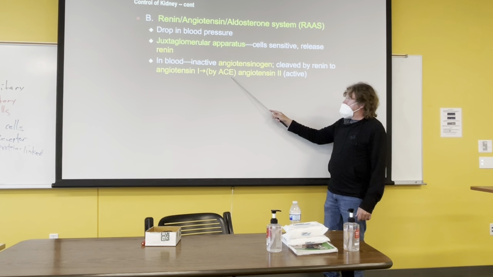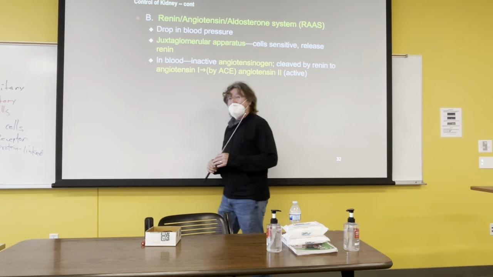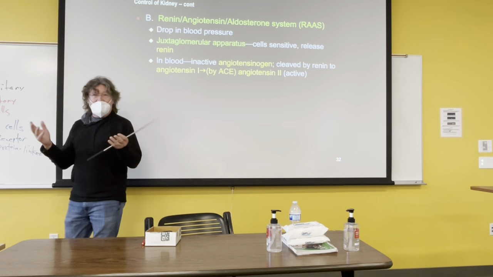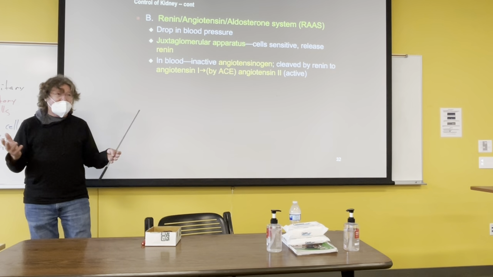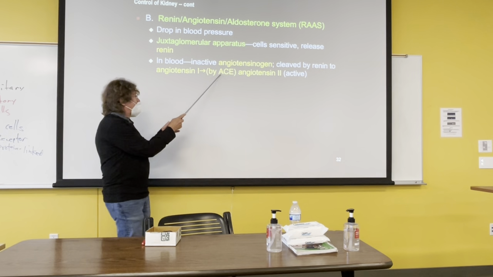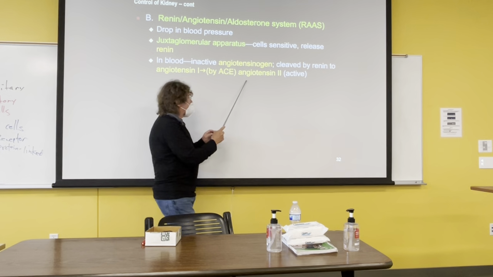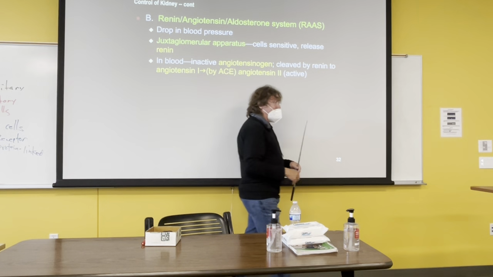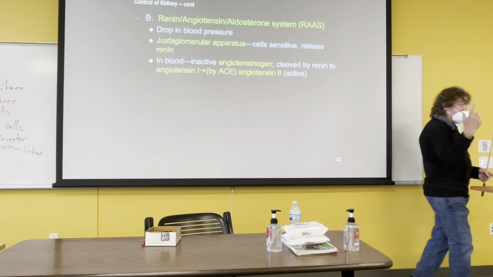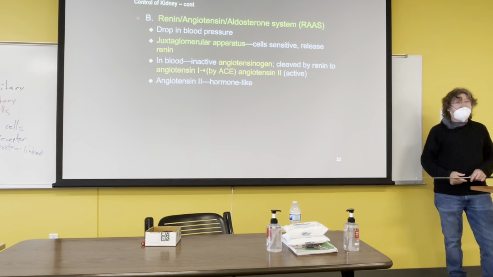Where is this found? It's tethered to the apical membranes of endothelial cells. Okay, endothelial cells. So they're in arteries, right? So as angiotensin 1 is captured by angiotensin converting enzyme, it is converted into angiotensin 2, and angiotensin 2 is the active hormone, okay? It's a hormone, and it has many targets.